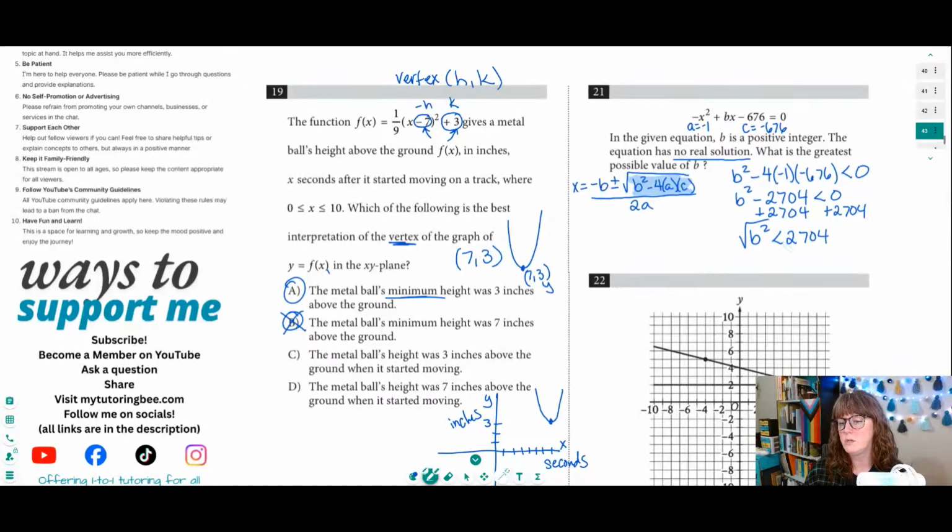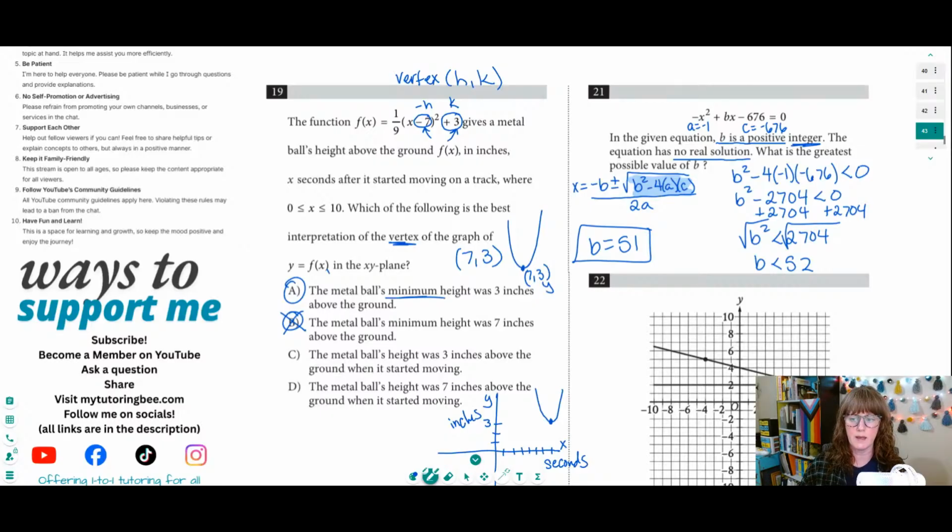And then we do want to find the square root of both of those numbers. So b has to be less than, so what's the square root? The square root of 2,704 is 52. So b has to be less than 52. And it did tell us that it is a positive integer, so we can't use any decimals or anything. So then the next integer down is 51. So b would have to equal 51. That's the highest it could be.